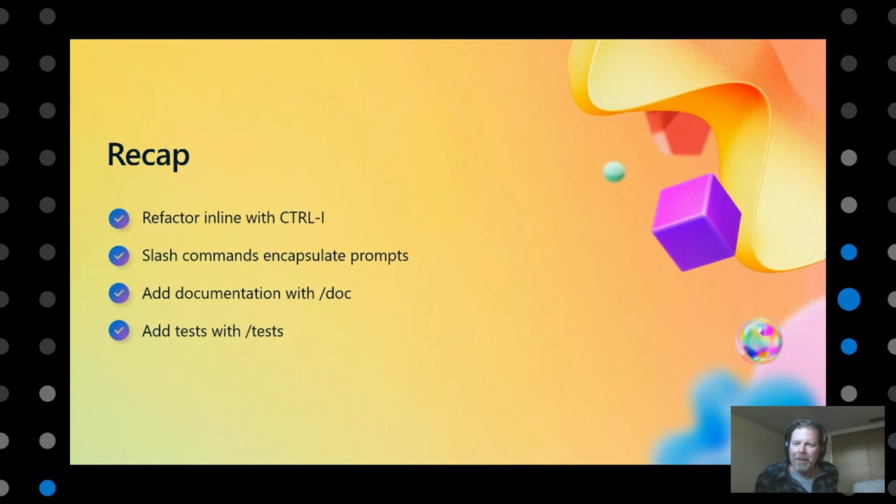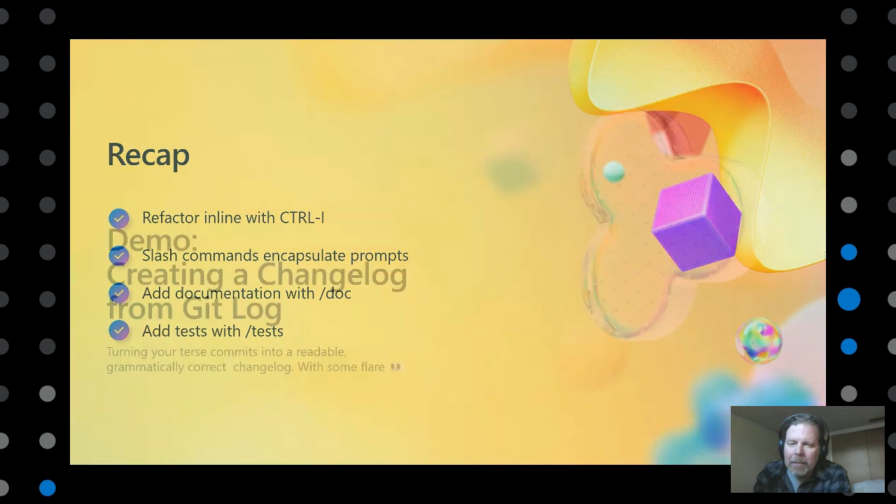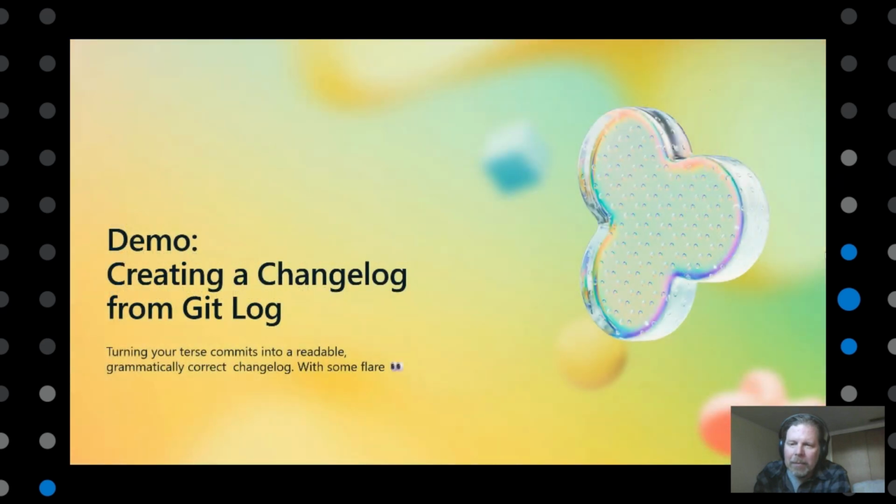So to recap, what we did is we refactored inline using Control I, we used slash commands, which basically encapsulated prompts. And then we also used slash doc to add documentation and slash test to add unit tests. So let's see what else we can do. Now we want to create a change log. Imagine in a hackathon, multiple team members are adding a lot of changes. You want to show what everybody did. Let's see how easily we can do it here.